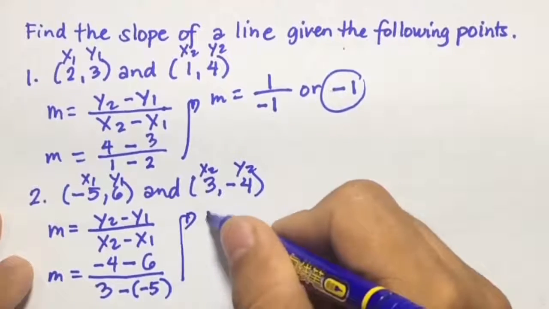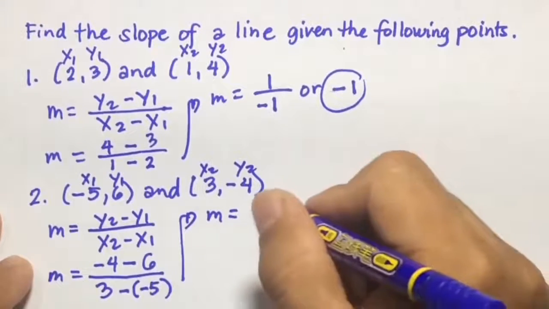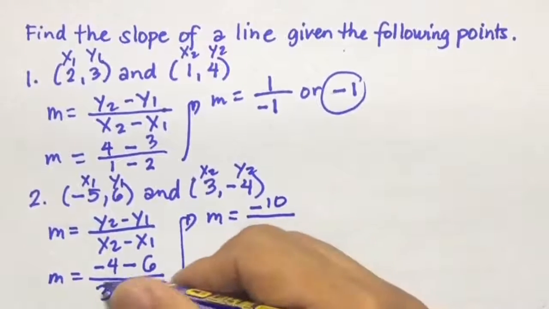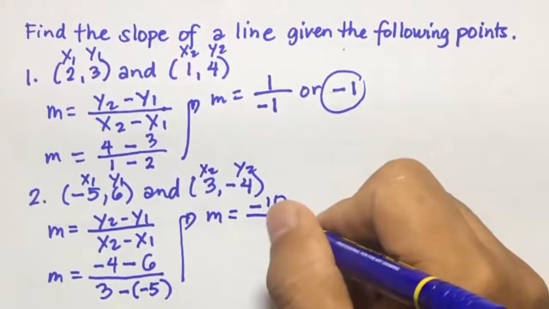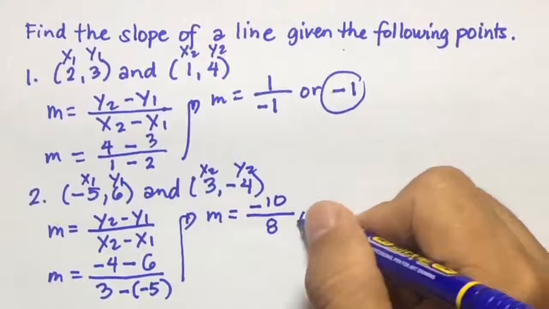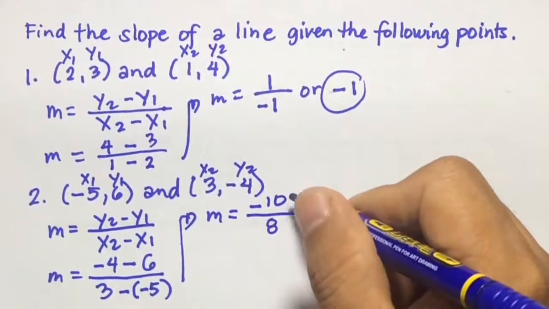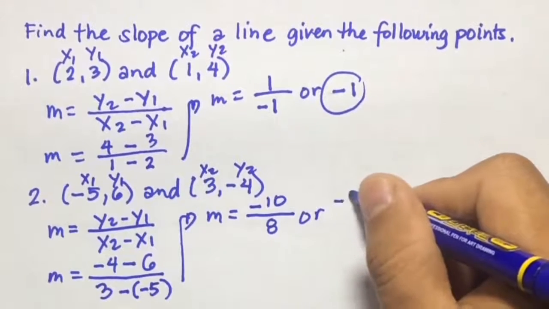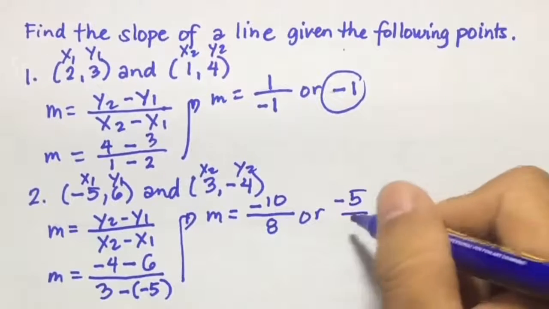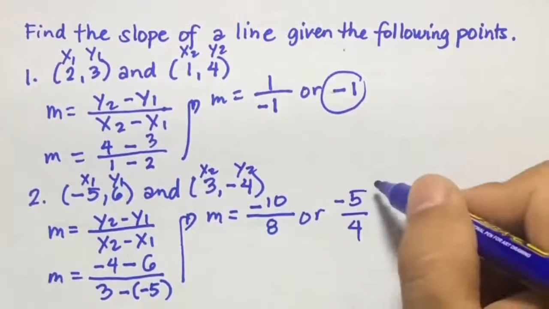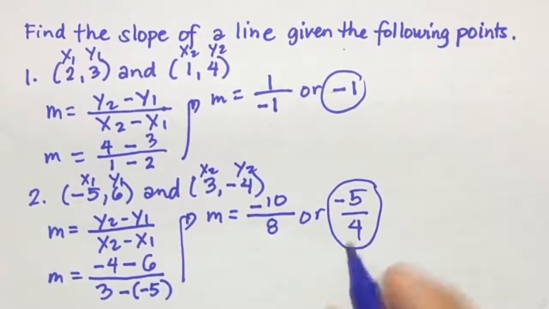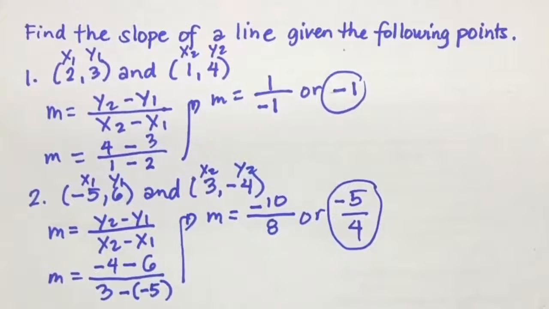Then, m here will be equal to negative 4 minus 6, that will be negative 10, divided by 3 minus negative 5, that will be equal to 3 plus 5, that will be 8. Then simplifying this one, negative 10 over 8 is divisible by 2. So we can have negative 10 divided by 2, it is negative 5. And 8 divided by 2, that will be 4. So your slope here is negative 5 over 4. So this is the procedure in finding the slope of a line given 2 points.